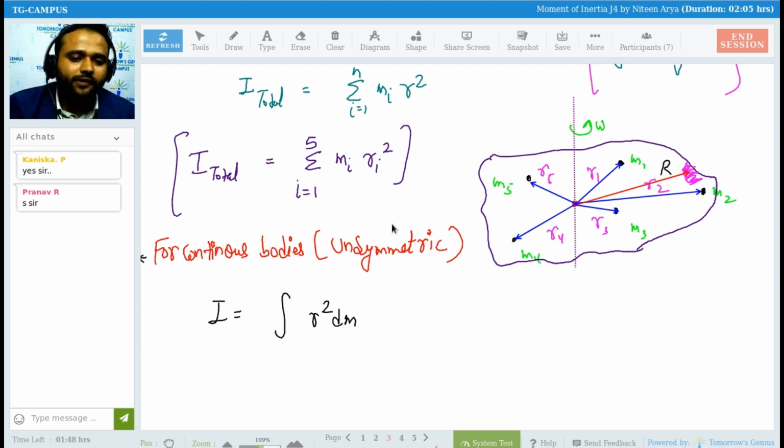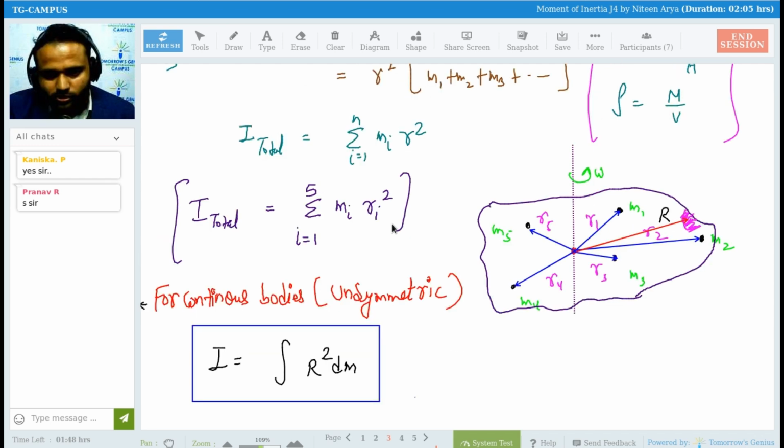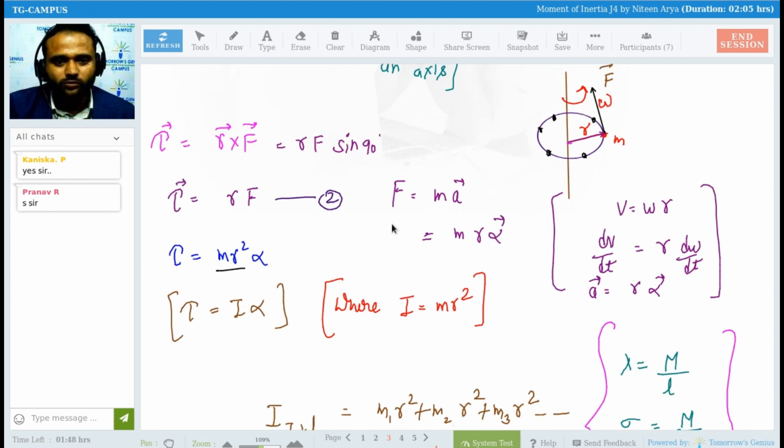This summation is going to be converted into this simple thing, which is integration. Or you can write capital R also if you want to. So this is center of mass r squared dm. Is this clear? That is the main thing for this class, because everything is going to be based on this. So if it is not understood clearly in your head, let me know.